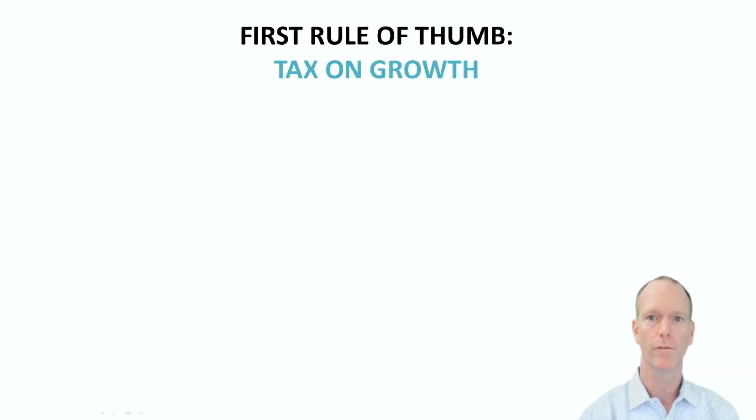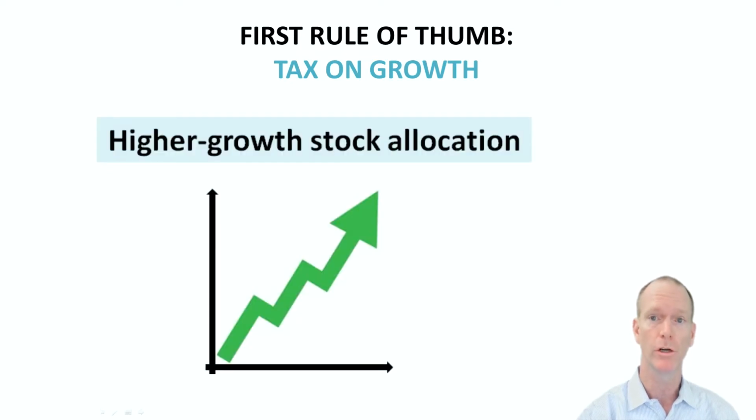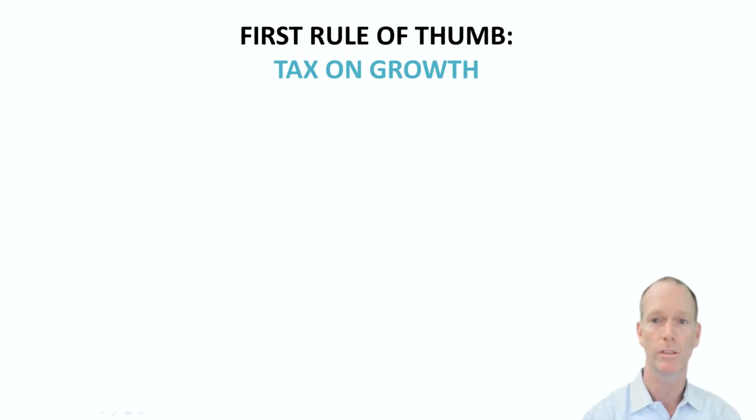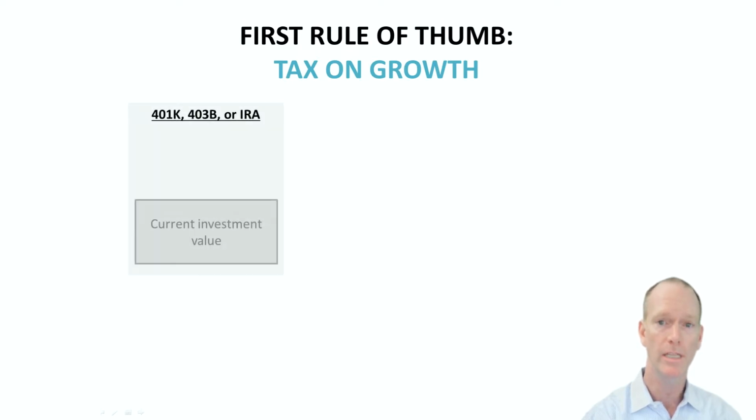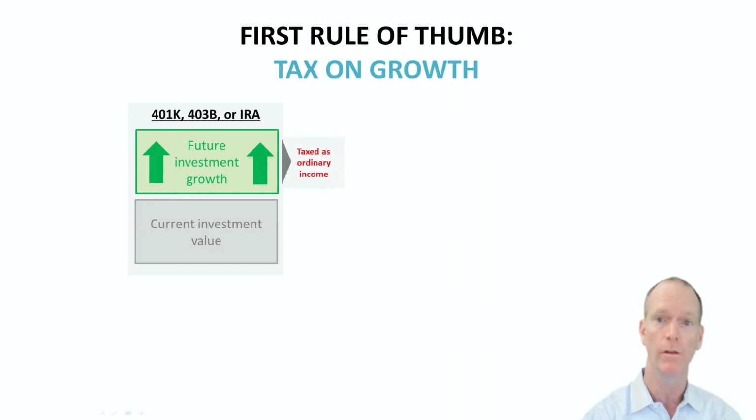So this brings us to our first rule of thumb, and that deals with how investment growth is taxed. Let's say we have an asset that we expect to grow significantly over the long term, like a stock allocation. The question becomes, where should we place this high growth asset? Let's say we put this higher growth stock allocation in a tax-deferred account, like a 401k or IRA. Over time, as these investments grow, we have to remember that ultimately, when we take money out of tax-deferred accounts, that money is taxed as ordinary income. So all of that future growth is going to be taxed as ordinary income.